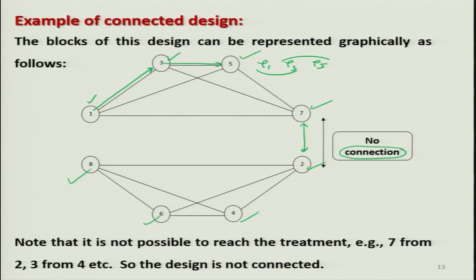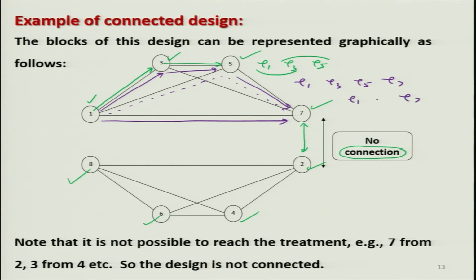And similarly, if you go from treatment number 1 to treatment number 7, the first option is that you can go directly from 1 to 7, or the second option is that you can go from 1 to 3, 3 to 5 and 5 to 7, or the third option is that you go from 1 to 5 and then 5 to 7. So, I can write down here tau 1 and tau 7, and then in between tau 3 and tau 5, or tau 1 and tau 7, and then tau 5.